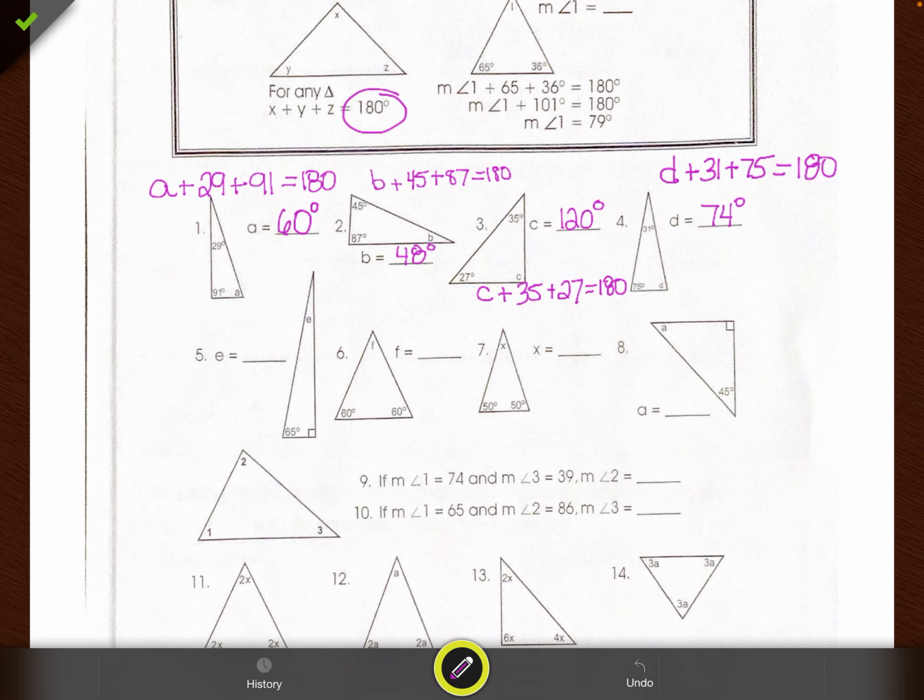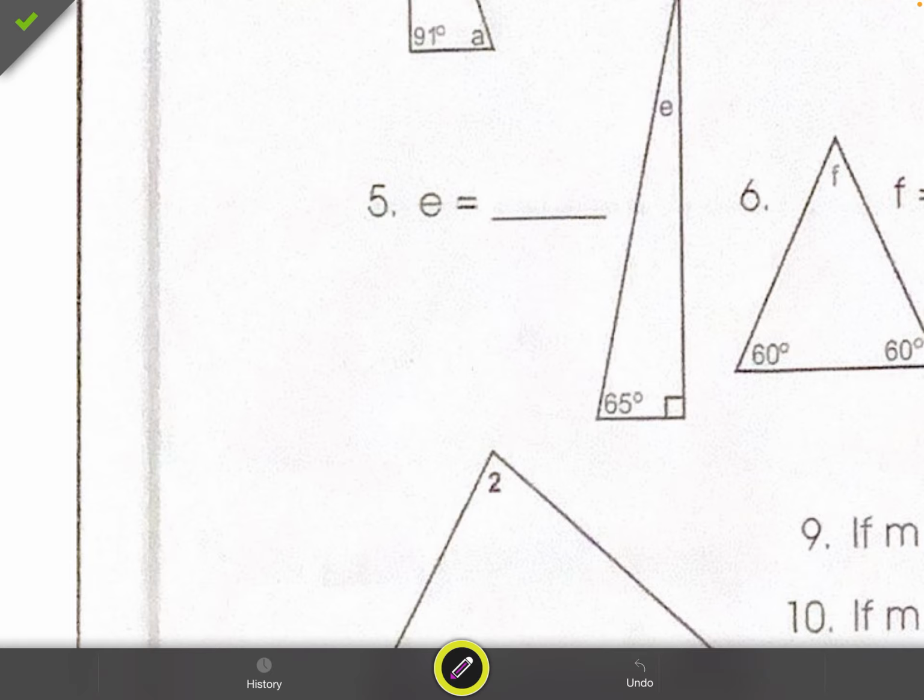Okay, and yes, there's a shortcut you could do on these first 8, or actually first 10, to be honest with you. But if you just glance down at 11, 12, 13, and 14, you can't shortcut it. So that's why we want you to get into the habit of writing the equation now, because it doesn't change when you get down there.